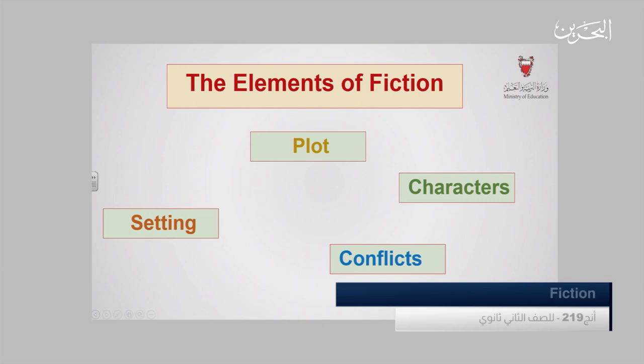The elements of a fiction. There are four main elements of a fiction, which are the plot, the characters, conflicts, and setting. And these elements are not only for fiction. They're also used for any other genres of writing.